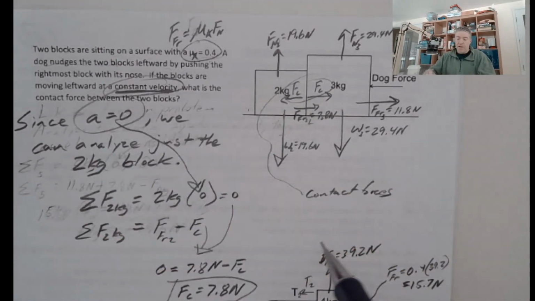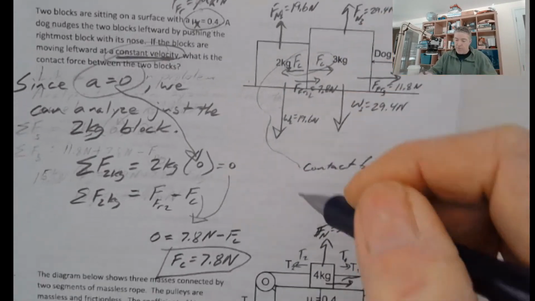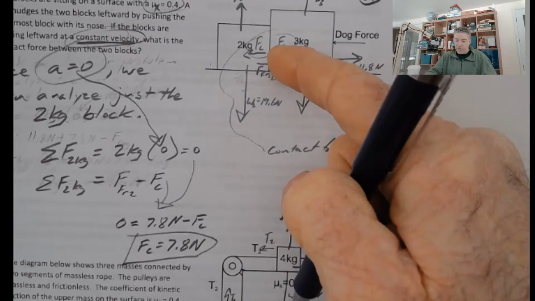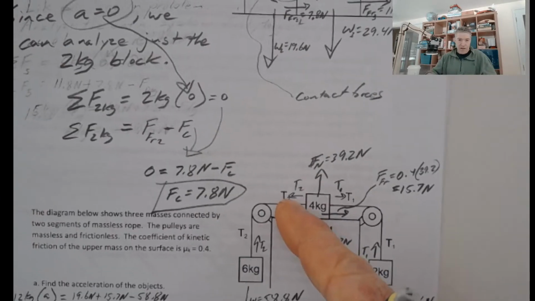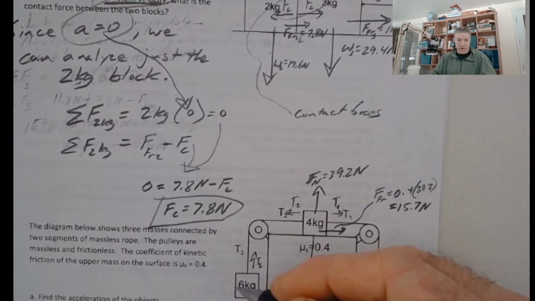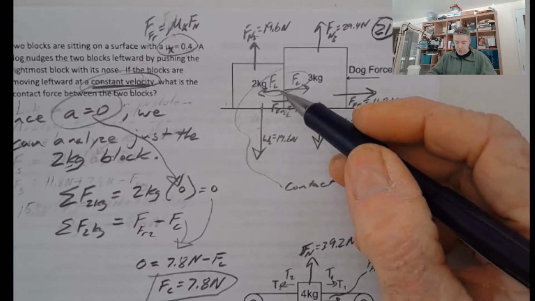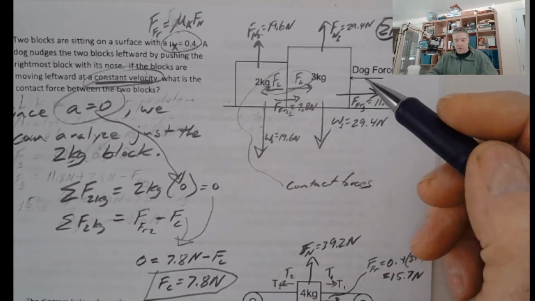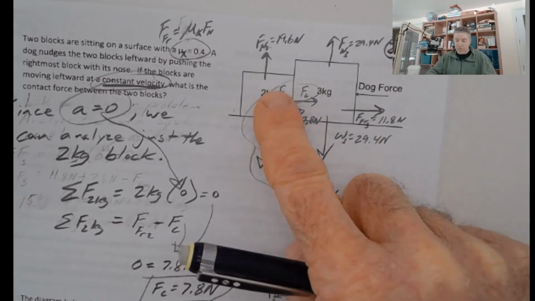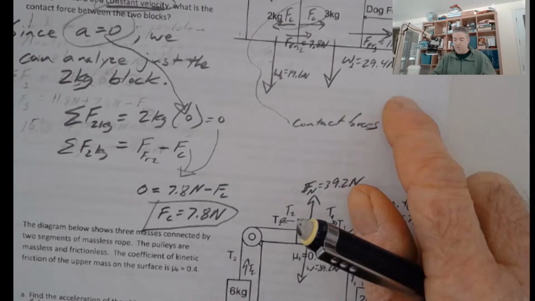I'm looking for the contact force between the blocks. So this is where the analogy between this problem and this problem comes in. Contact force is really like these tensions. It's just that these tensions are a pulling force, pulling the two blocks together, and the contact force is pushing the two blocks apart. The right block is pushing the left one to the left, and the left one is pushing the right one to the right. Equal and opposite action and reaction.